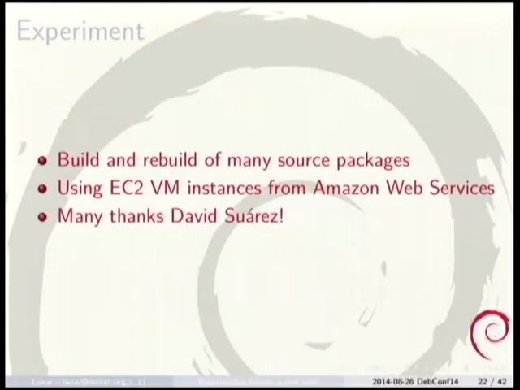So in order to toy with these ideas, and thinking also about what was said, what we did is an experiment. Building and rebuilding many source packages, we used the EC2 VM things. I'm not clear on the details, but David Suarez made all the magic happen, and thanks to him a lot. And so the idea of the experiment is we build the package twice, and to do so we set up a clean chroot, we unpack the source code, we install the build depends, we build, and then we do the exact same thing. One slight difference is that we pass the timestamp of the first build to dpkg through an environment variable.